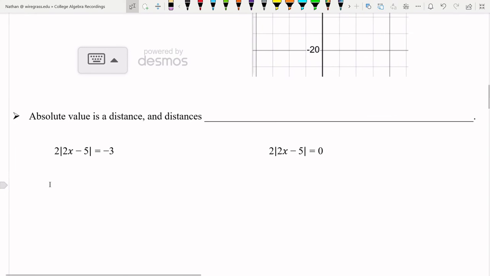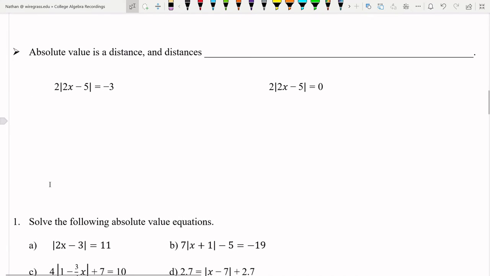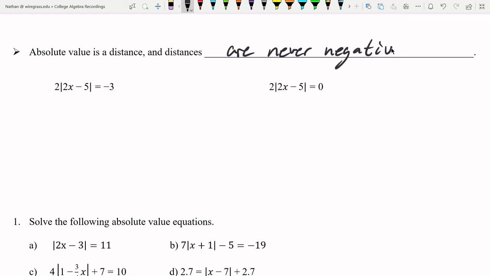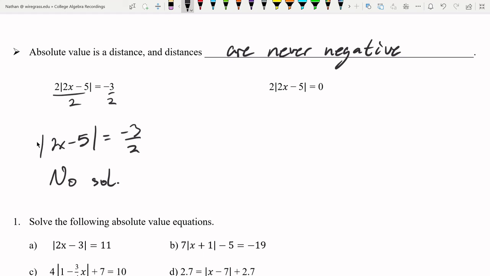Now, absolute value is a distance, and distances are never negative. Keep this in mind. So the absolute value, for this one, we divide by 2. The absolute value of 2x minus 5 equals negative 3/2. This has no solution. Because we're saying a distance is negative 3/2. No, that's not possible. Whenever you have it equal to negative, you can stop there. No solution is the answer.